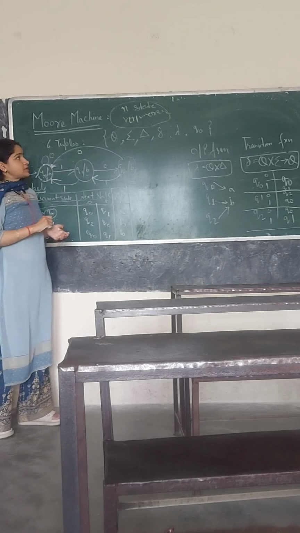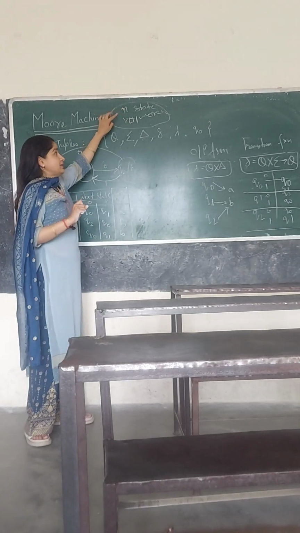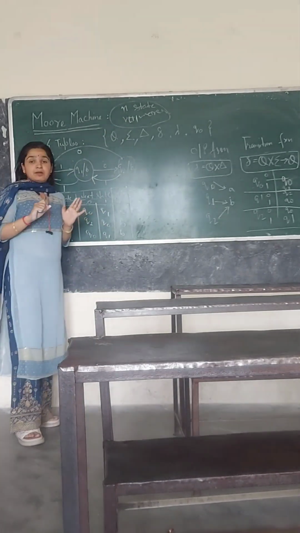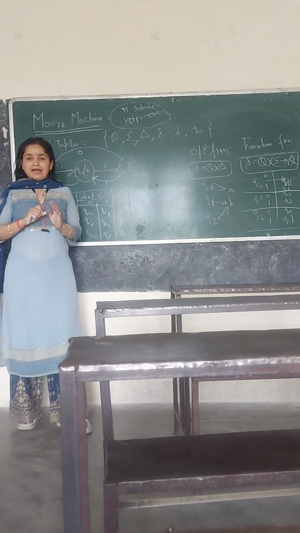So this is about the Moore machine. Again I am telling you, if there are n states in the Mealy machine, then the Moore machine has n plus 1 states. And this is all about the Moore machine, and thank you.